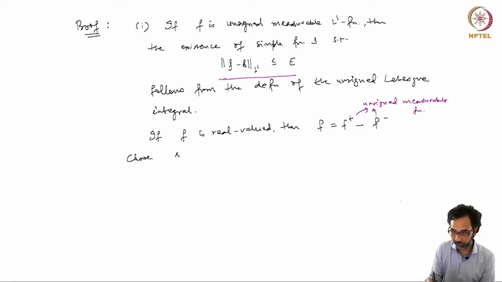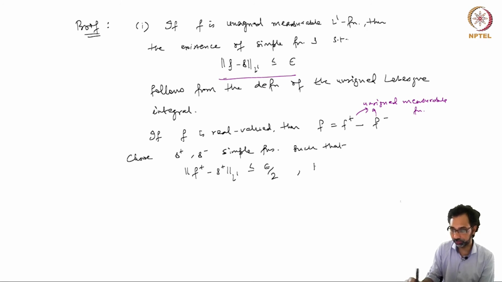So now choose s plus and s minus simple functions. Whenever I say simple functions, I mean simple measurable functions, such that the L1 norm of f plus minus s plus is less than or equal to say epsilon by 2, and similarly for s minus and f minus, the L1 norm is less than or equal to epsilon by 2.